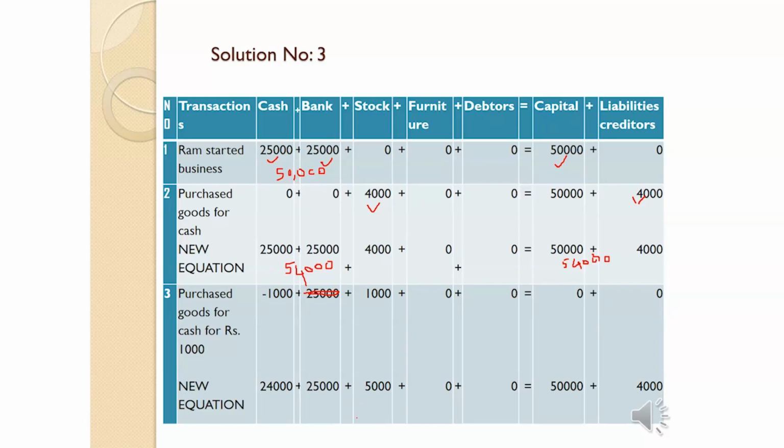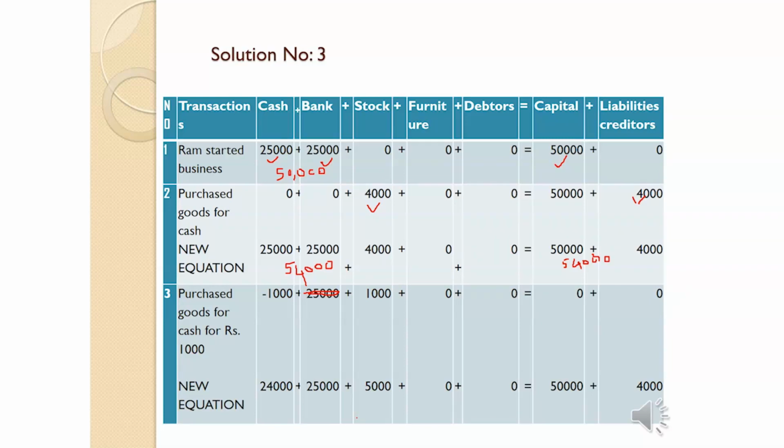So here, purchase goods for cash. Goods are purchased, so stock value will be increased by 1,000 rupees. But the cash goes out of the business, so minus 1,000. 1,000 rupees cash will be decreased. So 25,000 minus 1,000 is 24,000.